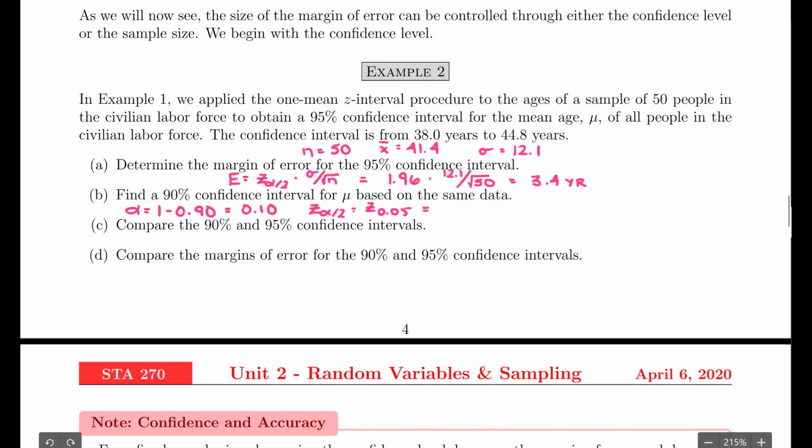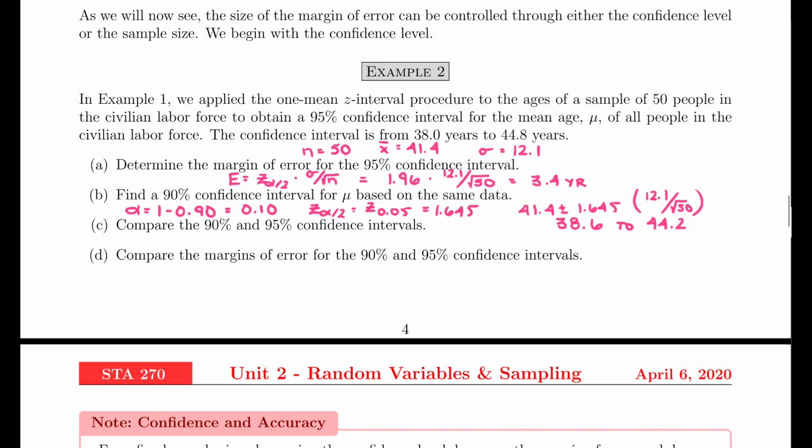So we get that this is equal to 1.645, and then all we have to do is substitute those values into the formula, and we have 41.4 plus or minus 1.645 times 12.1 over the square root of 50. And if we type those two equations into our calculator, we're going to get 38.6 to 44.2.